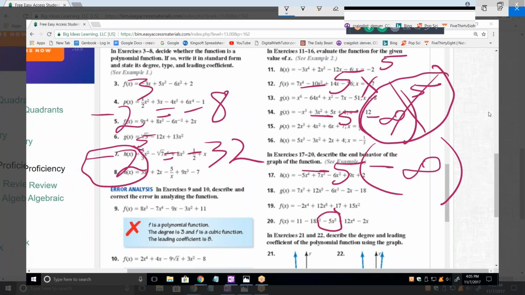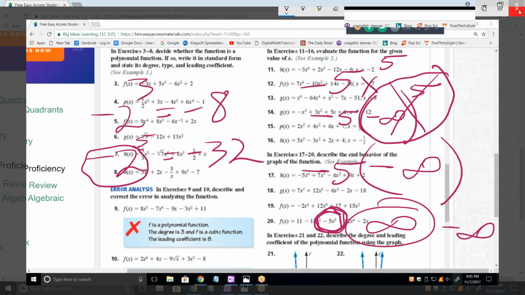What is the left-hand end behavior going to be? Infinity. What's the right-hand end behavior going to be? Negative infinity. It's got to be opposite. Because it's an odd polynomial. It's an odd degree polynomial. It's a fifth degree power. If that's an odd, then the end behaviors are opposite one another. If you can figure out one of them, you know the other one.